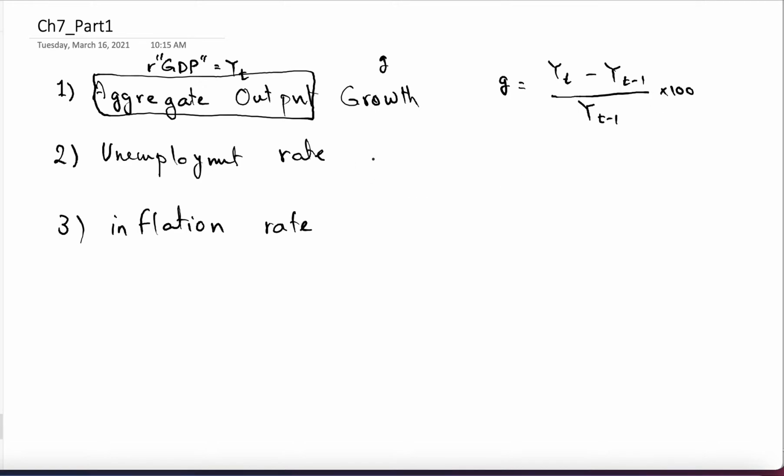In this chapter, we first explain how do we measure the so-called unemployment rate, which is again a percentage. And how do we measure inflation? We often use the Greek letter pi, and that is also a percentage. So these two are going to be explained in this chapter.